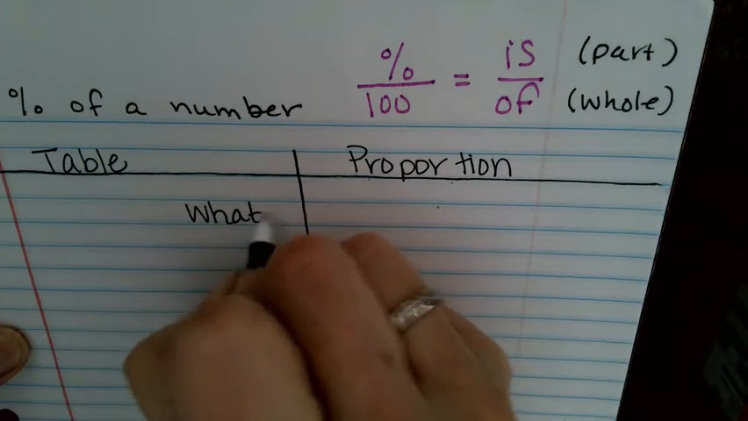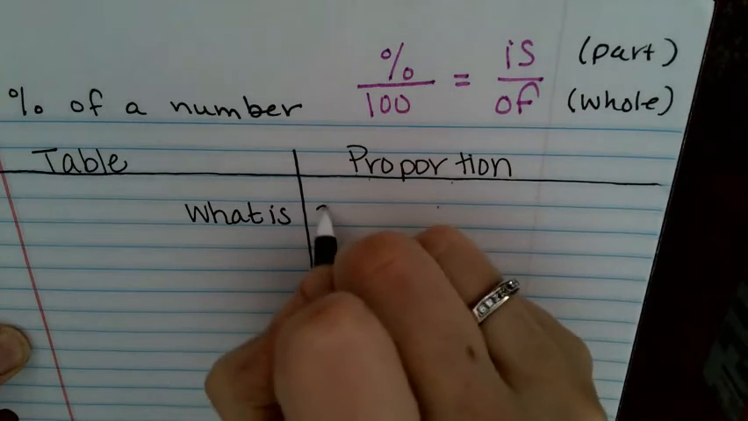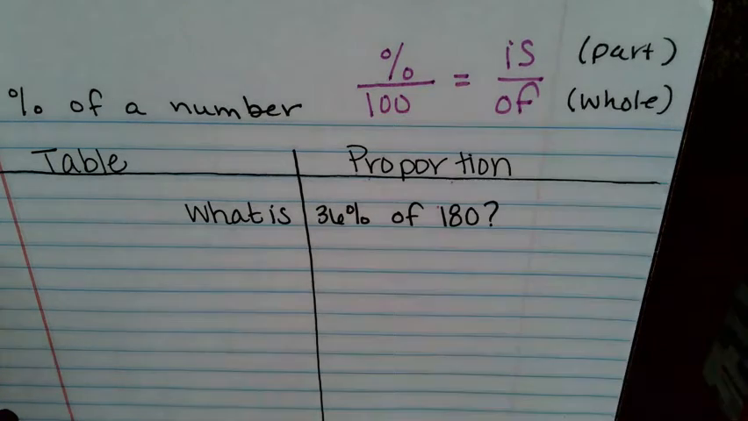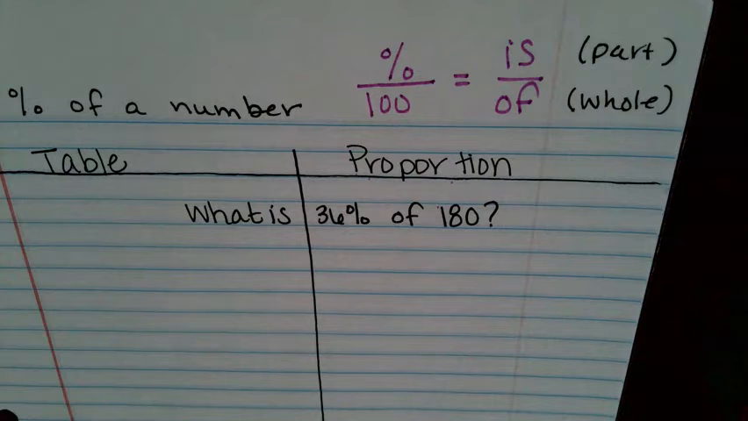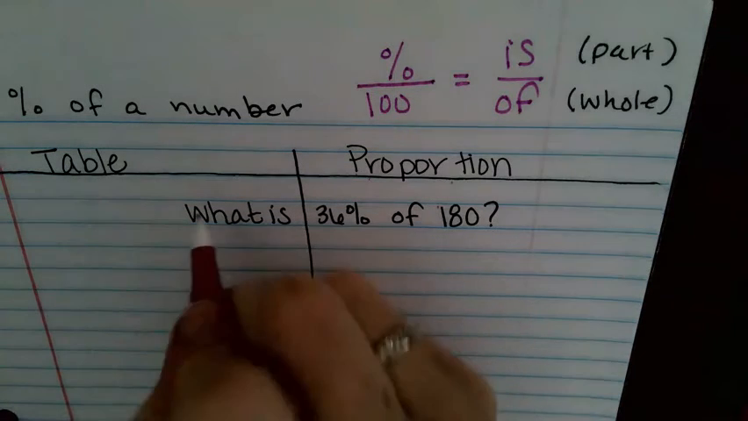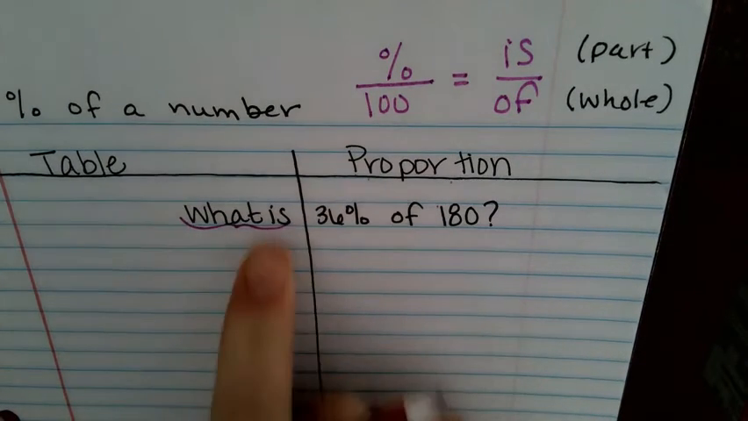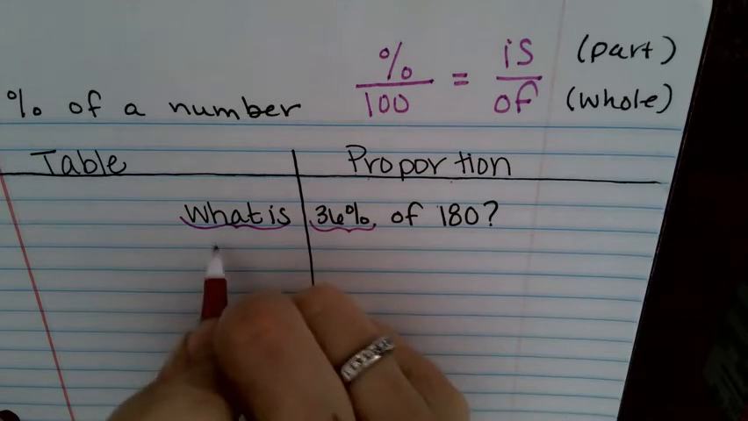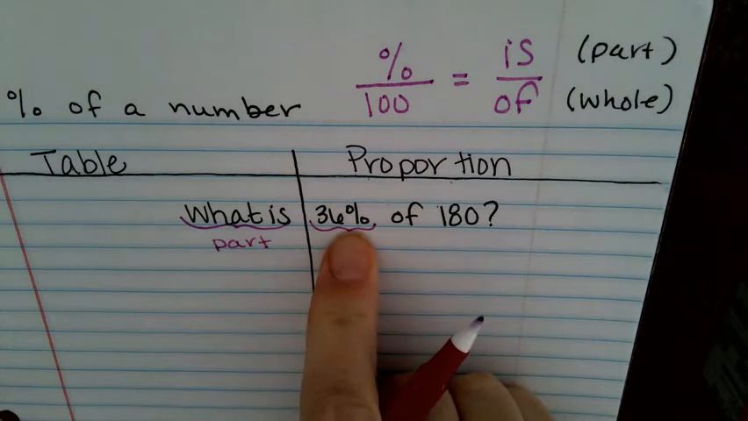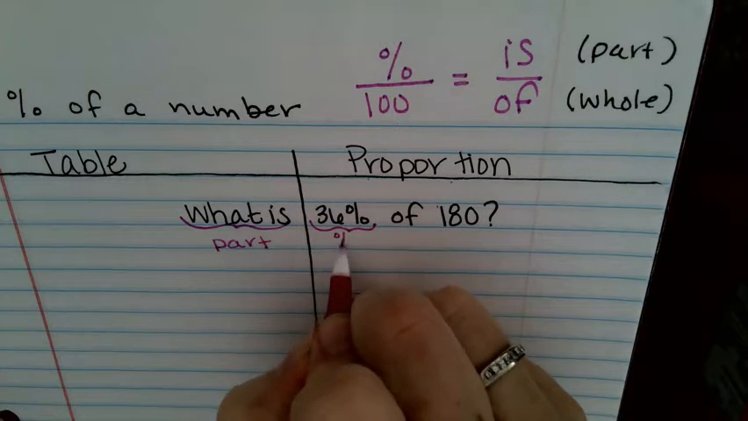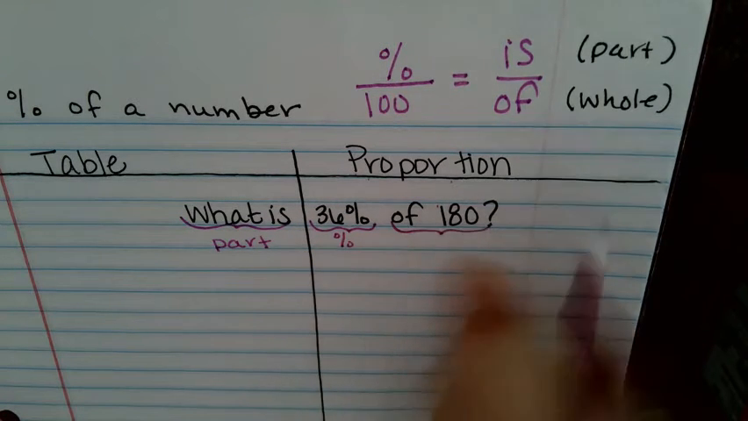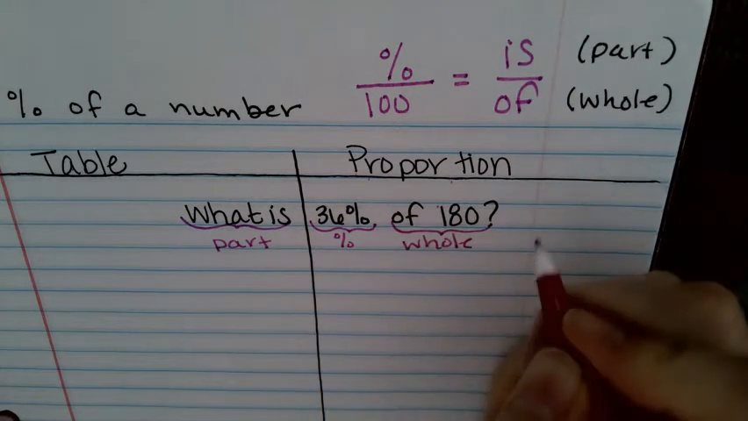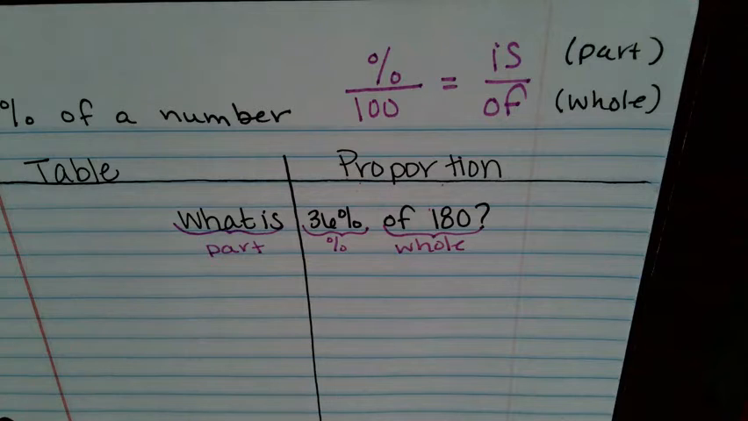What is 36% of 180? Okay, now we're going to break it down because we really want to make sure we know. What is a question mark, right? And its word is "is." That means I don't know the part. I do know the percent because the percent sign has a number. And this says of 180. Of is the whole amount, so I have that. Okay, so let's create a table.